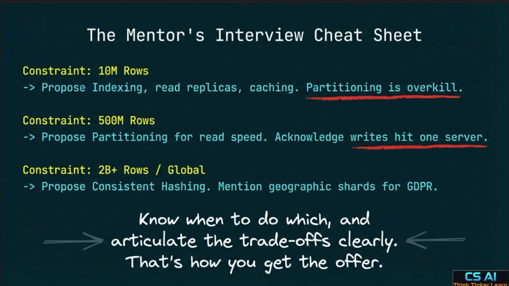To wrap up, here is your mental cheat sheet. 10 million rows, optimize your indexes. 500 million rows, partition it. 2 billion rows and global, consistent hashing. Know the constraints, know the trade-offs, and you'll walk into the interview with total confidence.